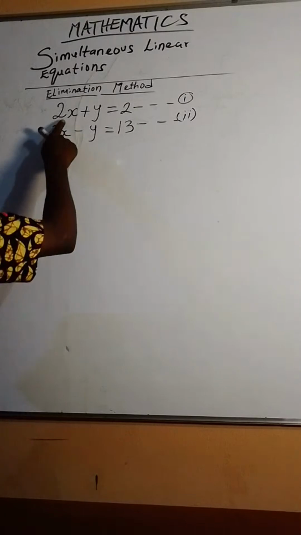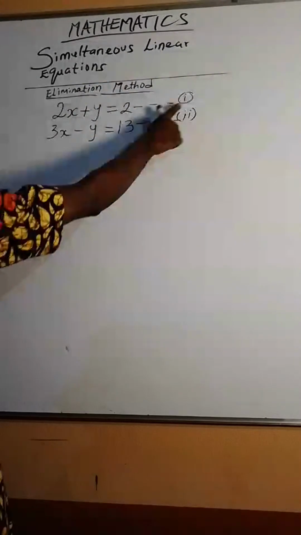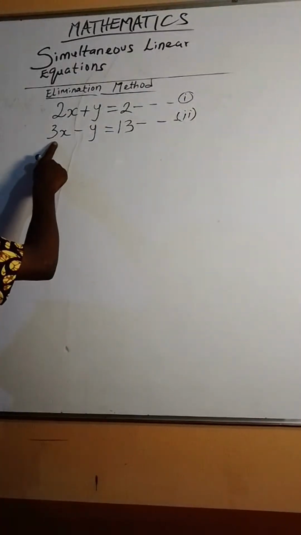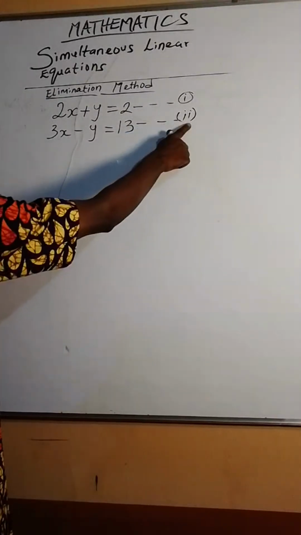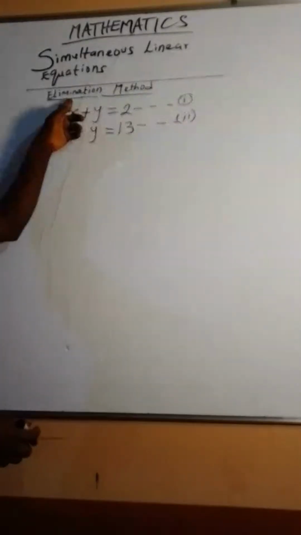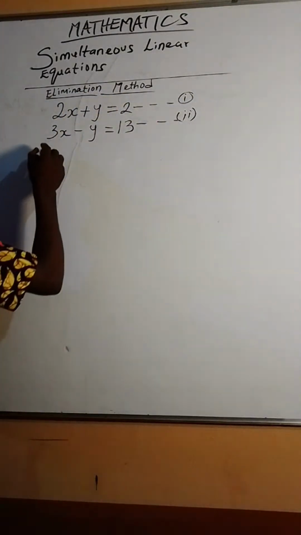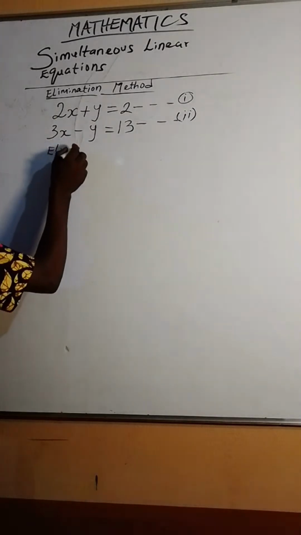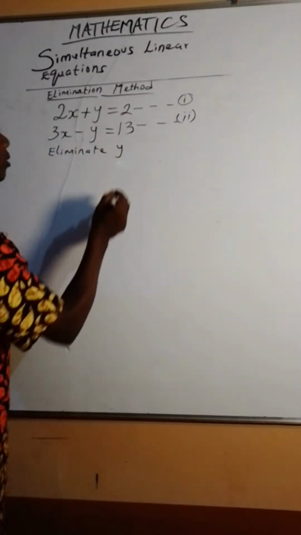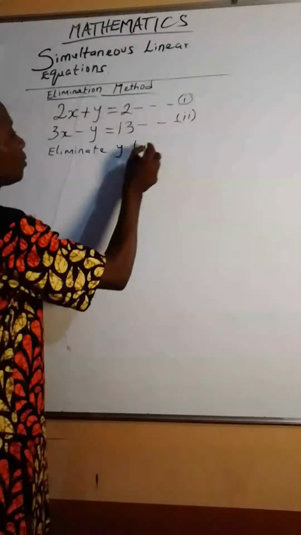Now, this is 2x plus y equals 2, and this is equation 1. And this is 3x minus y equals 13, and this is equation 2. So we are going to eliminate one of the terms, okay? Let us eliminate y by adding 1 and 2.